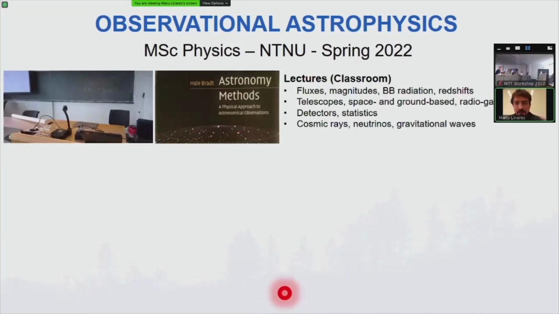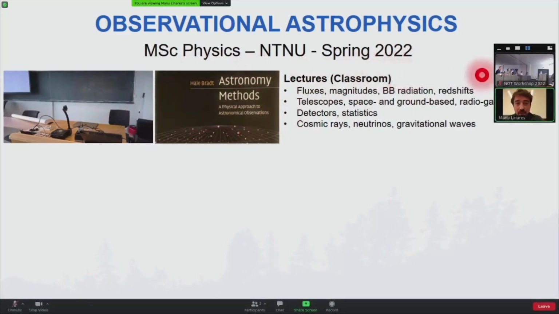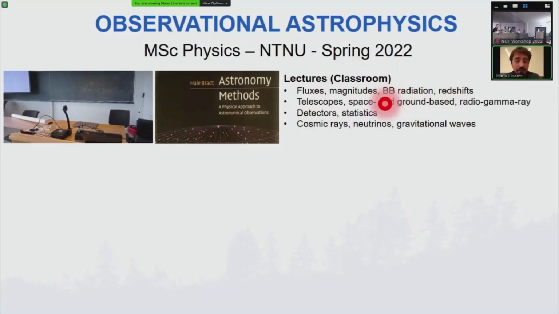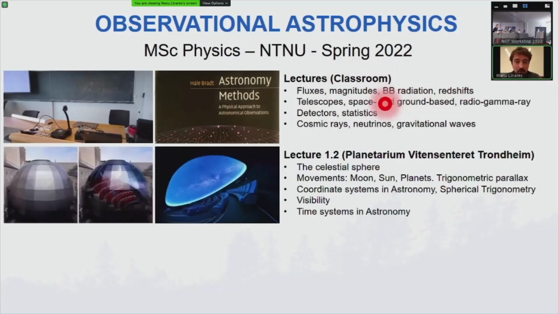These different parts of the course happen in different places. We started remotely due to COVID, but soon, fortunately, we could go to the classroom. The first block, on the fundamentals, is in a normal classroom, with normal lectures, so theory and problems. These are some of the things that are meant by fundamentals: fluxes, magnitudes, blackbody radiation, redshifts. You can see a list here. I'm not going to go through all of that.